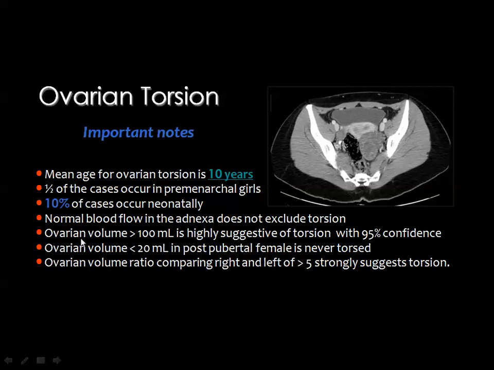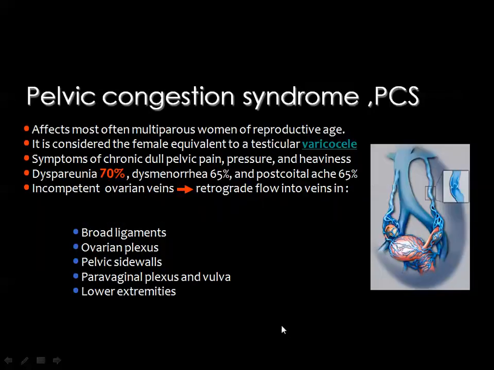And then if you see an ovarian volume which is more than 100 milliliters, this is highly suggestive of torsion. An ovarian volume less than 20 milliliters in the postpubertal female is never a torsed ovary. And comparing the size or the volume of both ovaries, if you see a discrepancy of more than 5 times, this will suggest torsion.